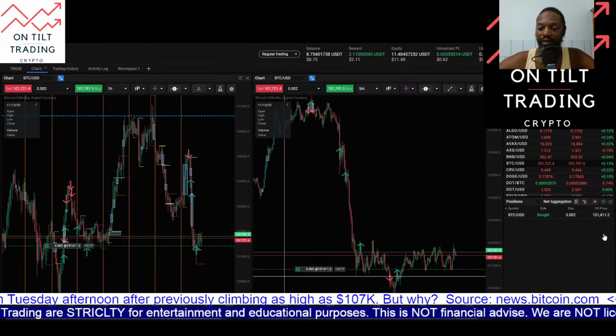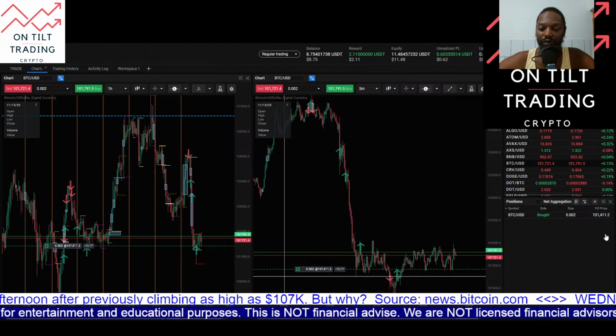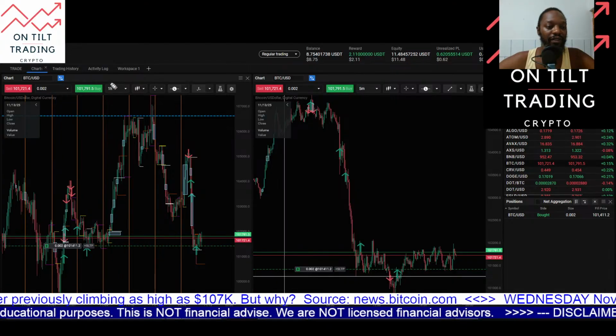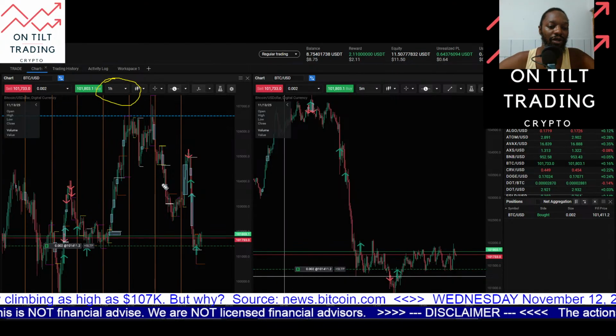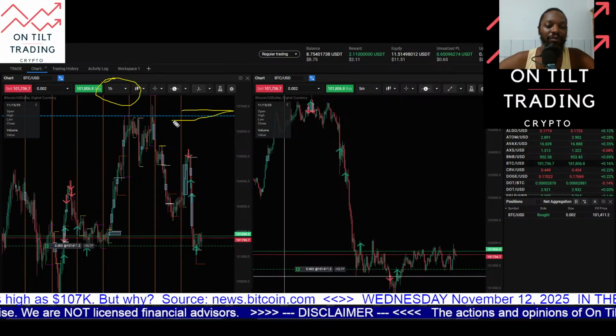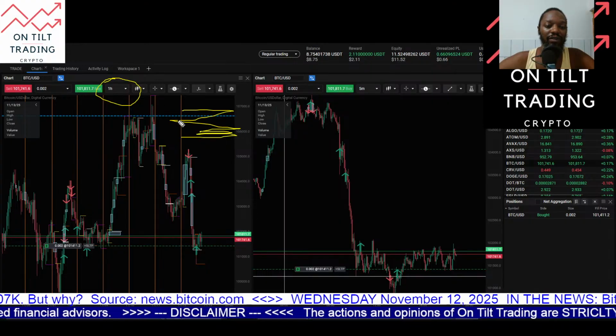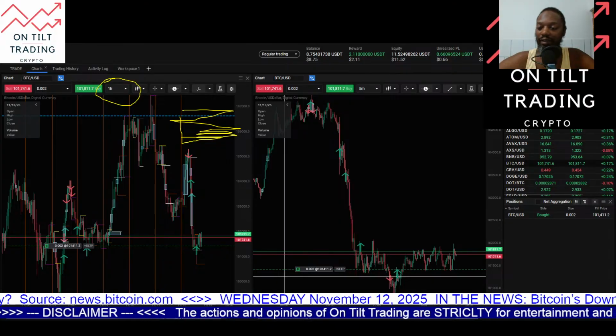I'm currently long in Bitcoin. I'll walk you through what I have trading top down, starting here on the 1 hour chart. This is today's price action in this area here to the right of this orange line.